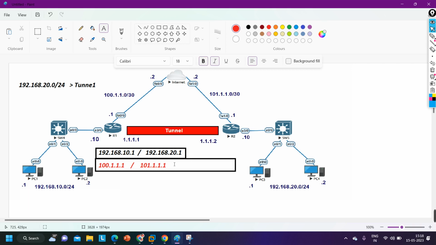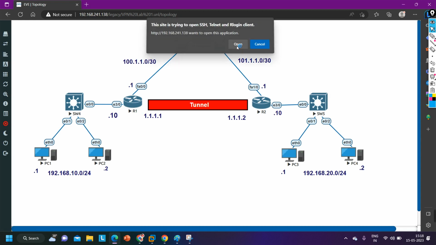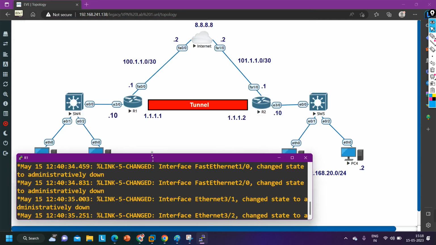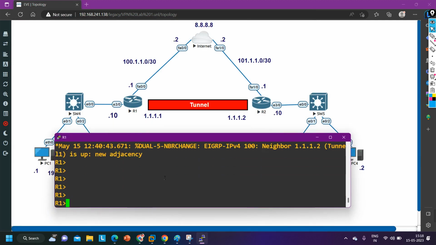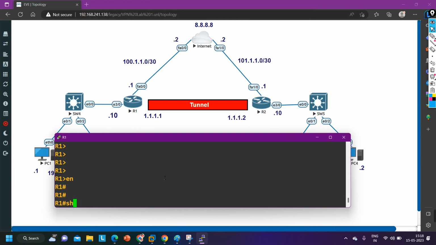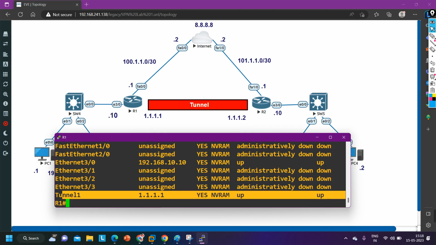the protocol. Let me show you everything practically. I am going to take access of router 1 here. On this router, first of all, let me check the IP configuration. So, show ip interface brief. You can see I have created one tunnel as well, and on that tunnel I am running IP 1.1.1, and my tunnel is up.